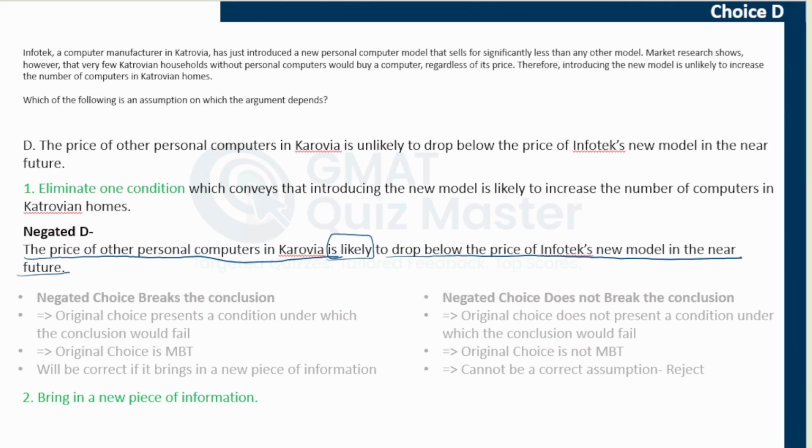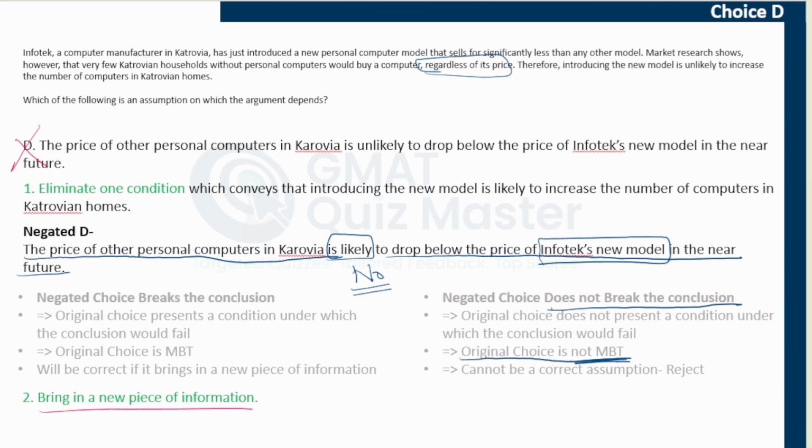Now, does negated choice D break the conclusion? The answer is no. Even if the price of other personal computers falls below the price of this new model, if people are not concerned with the price of a PC and they don't want to buy it regardless of its price, the conclusion will not break. And that is why negated choice D does not break the conclusion. That is why original choice D is not must be true, and that is why we can reject choice D without checking for this second characteristic. So choice D is incorrect. If you selected choice D, please update your bridge table for choice D.